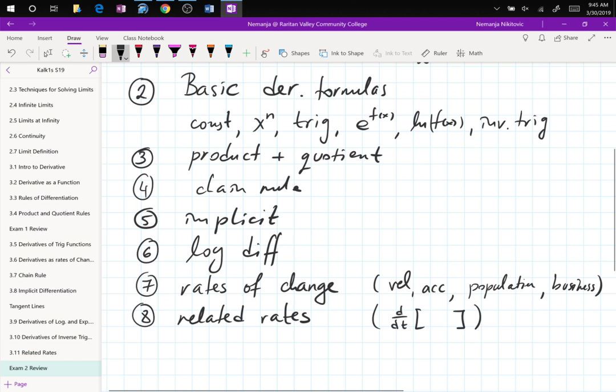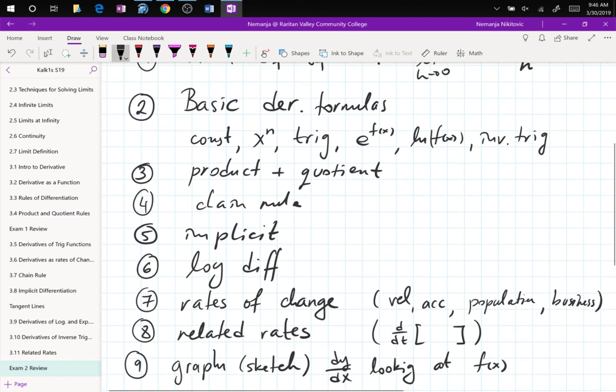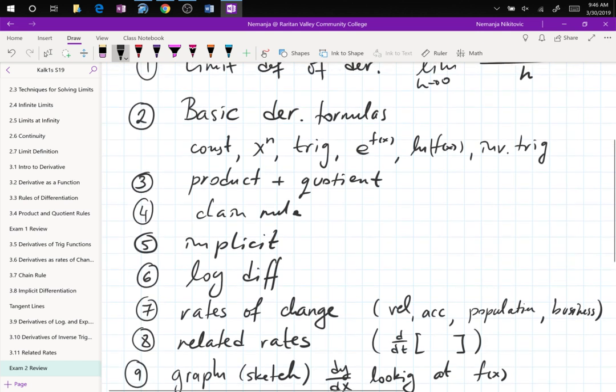And there was that one section that was graphing the derivative, looking at the basic function. That was, I think, the second lecture we have. So number 9, graph or sketch dy dx looking at basic f of x. So this is the entire exam.